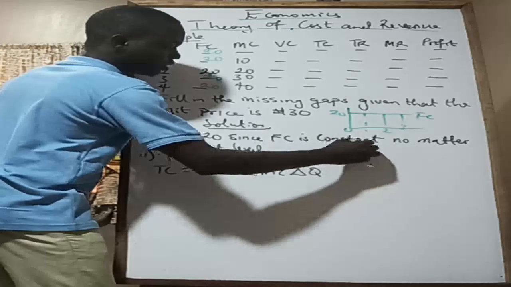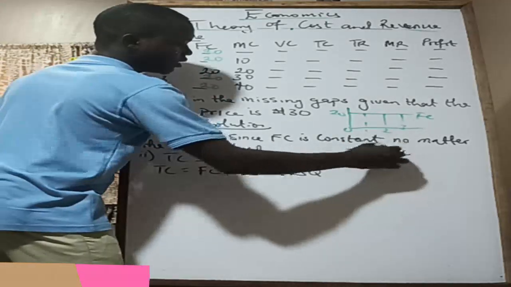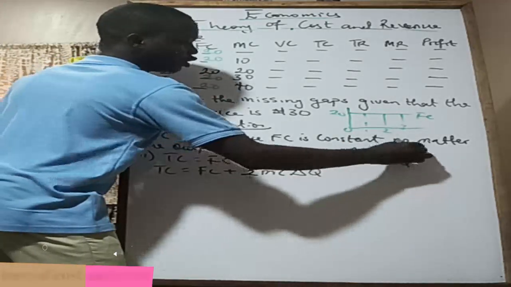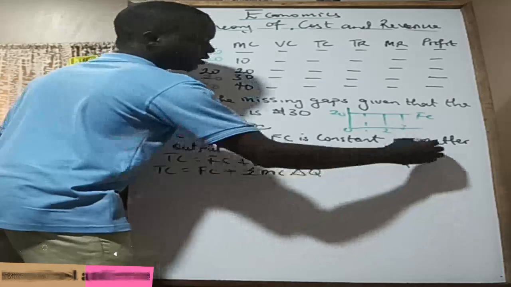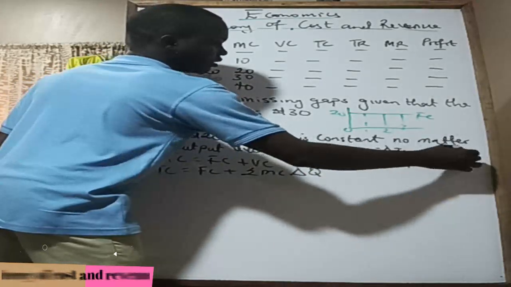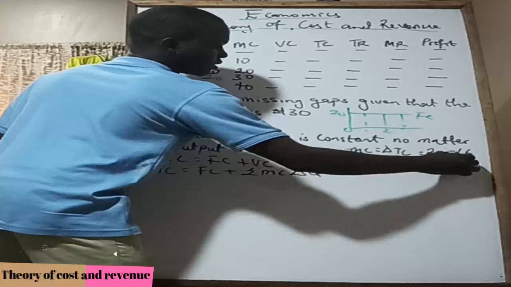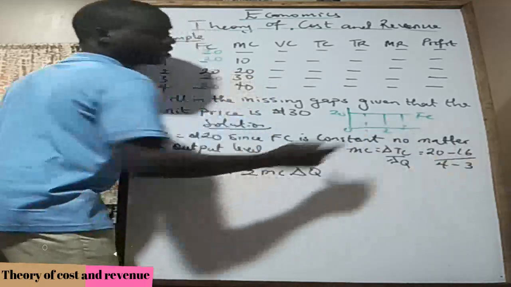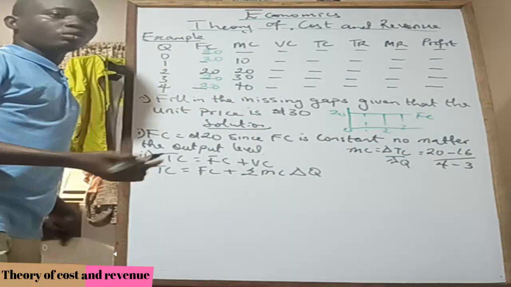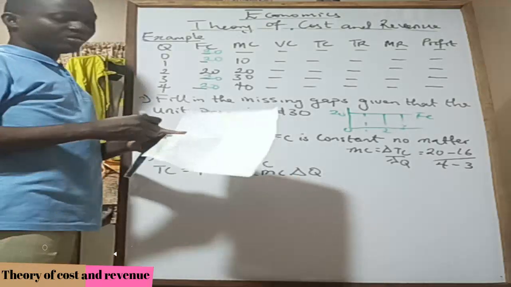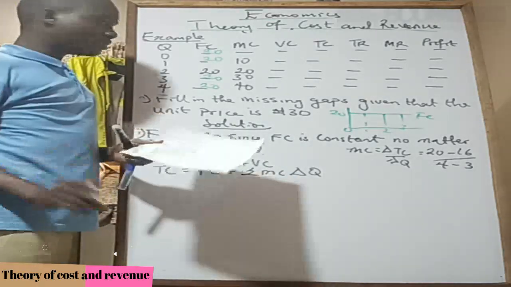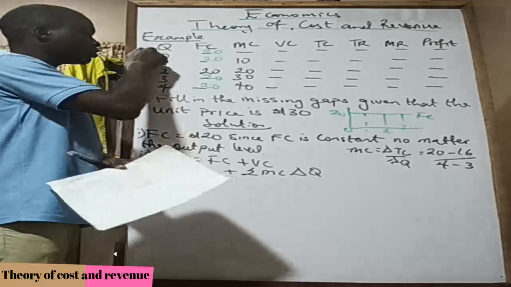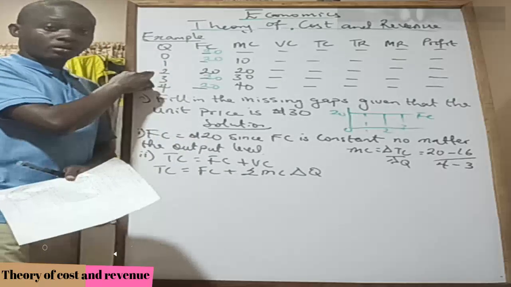I don't know what your teacher has taught you, but if you do MC equals change in TC over change in Q, usually you have two values for TC, like 20 minus 16, which is likely going to be 4 minus 3. The change in Q is usually one, so there's no need to put change in Q. But some questions are funny. Your Q here is not going to be changing by one.